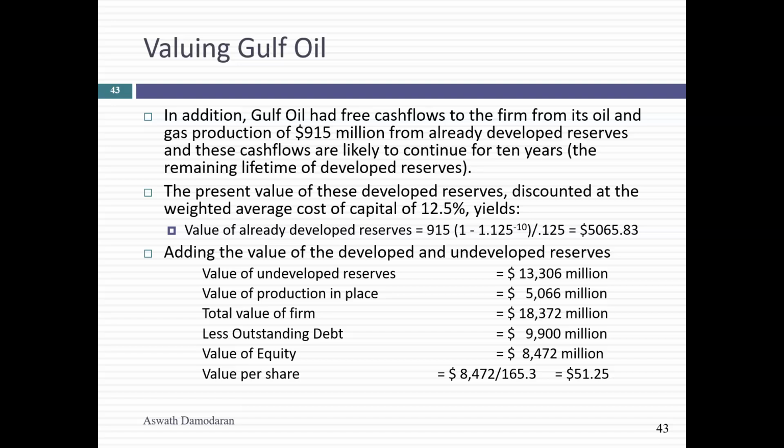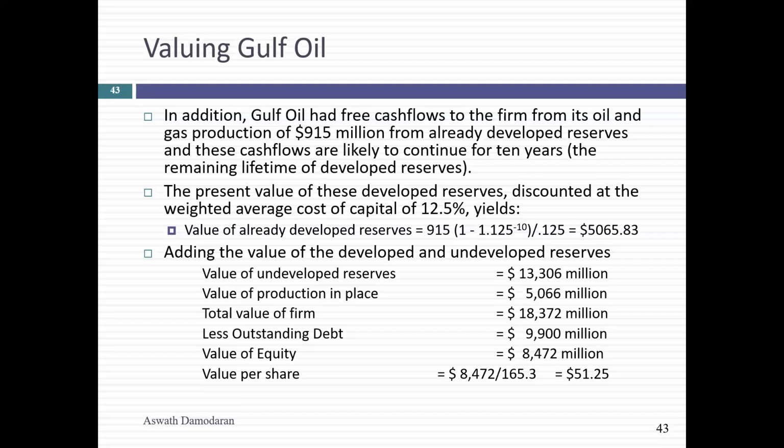So finally, I'm going to bring those reserves in to try to value Gulf Oil as a company. Gulf Oil at the time that I looked at this had developed reserves and undeveloped reserves. The developed reserves had about 10 years of cash flows left at $915 million a year.